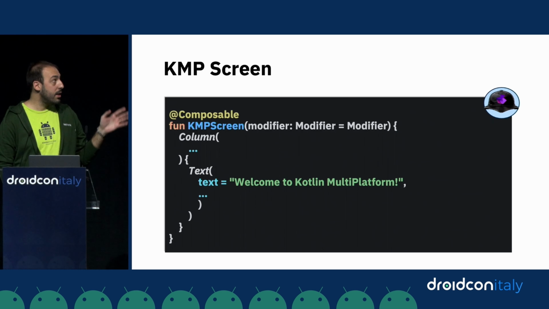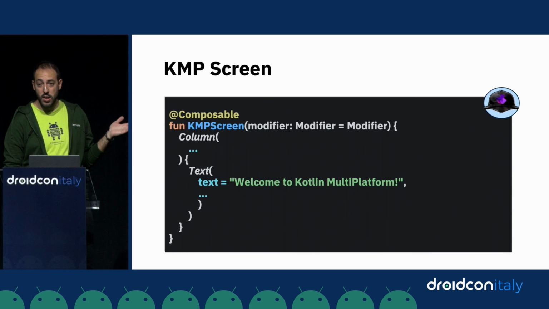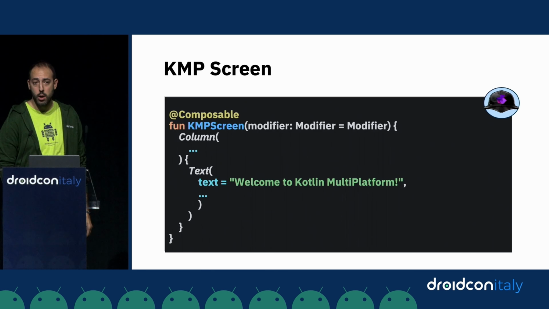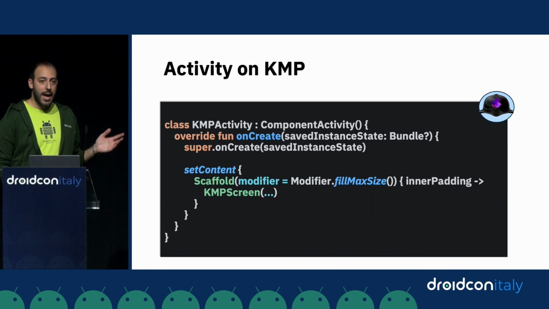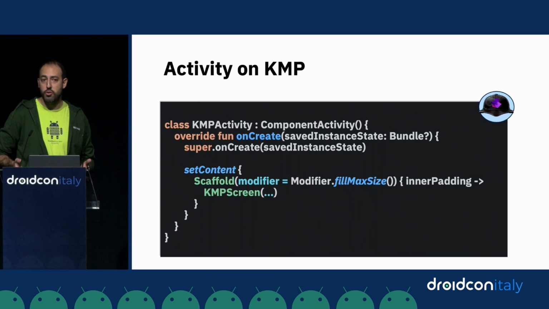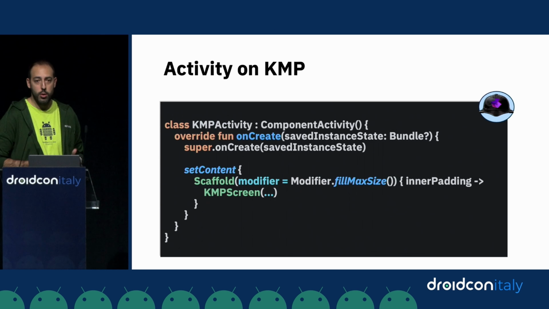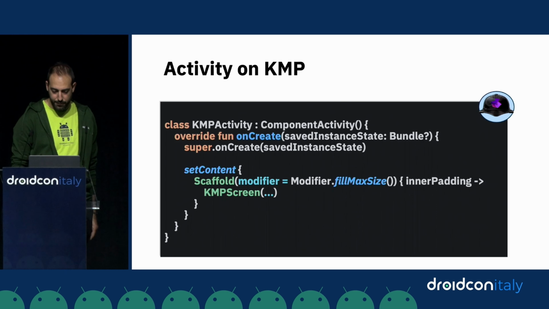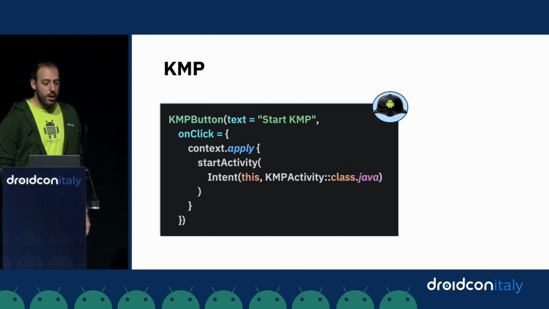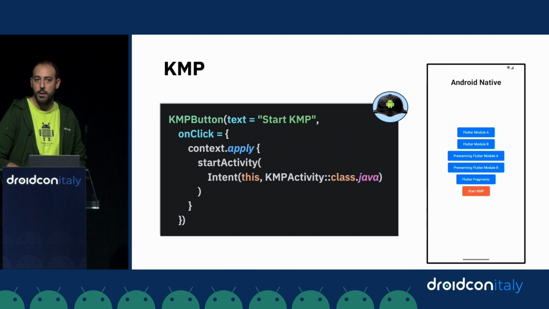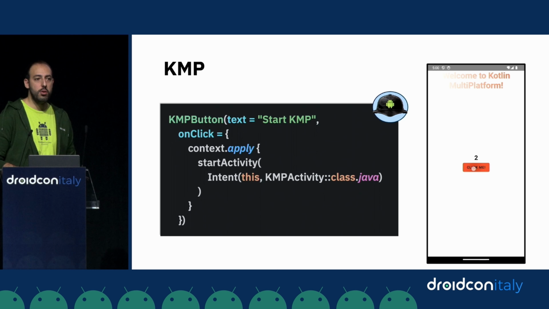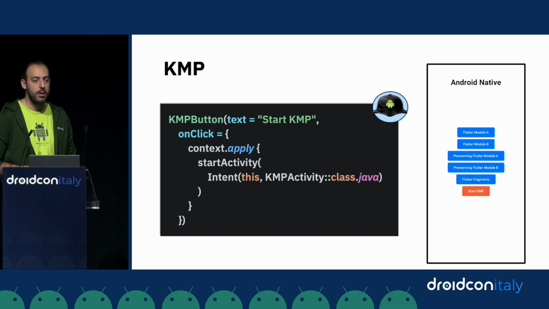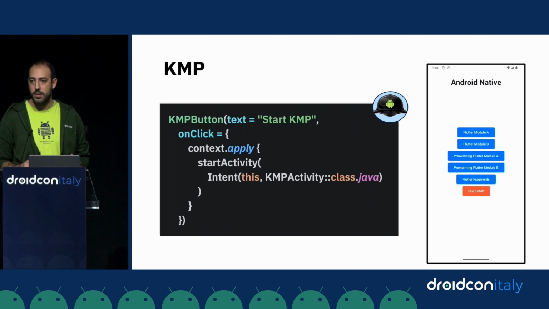On the Kotlin Multiplatform screen, we can see just a welcome to Kotlin Multiplatform in Compose. The activity in Kotlin Multiplatform is just rendering the Compose side, so inside content, as you know. Nothing more. In our Android native side, we are just starting the activity. We don't have to do something else. We don't have to use specific objects from the Kotlin Multiplatform side. We don't have to use engines.